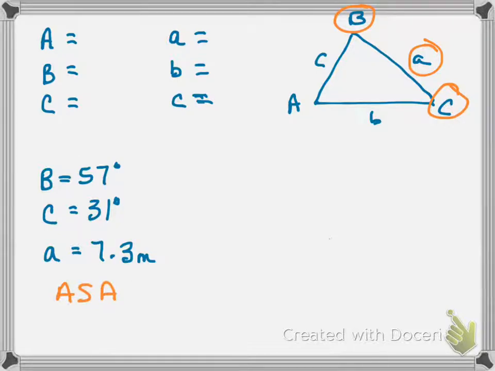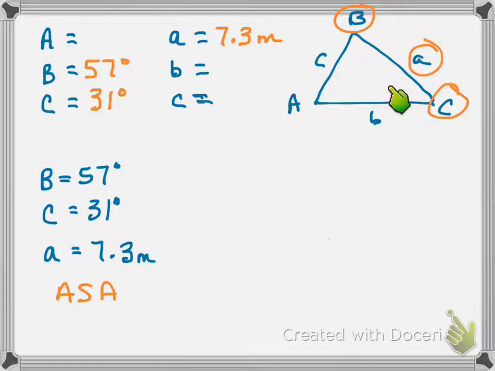And so let's fill in what we know. Angle B is 57 degrees. Angle C is 31 degrees. And side length A is 7.3 meters. Notice they're giving us 2 sig figs with each number, so that's how we'll report our answer, is with 2 sig figs.